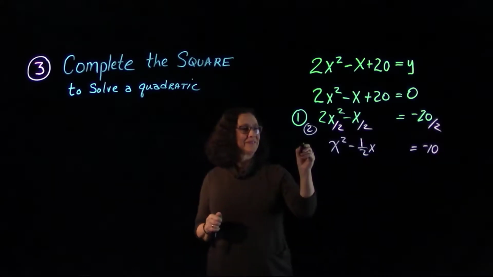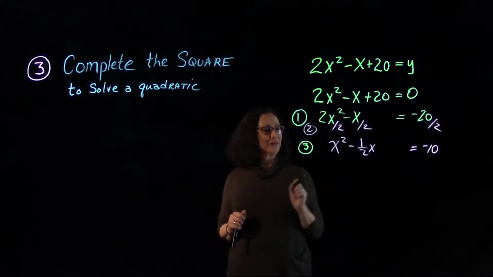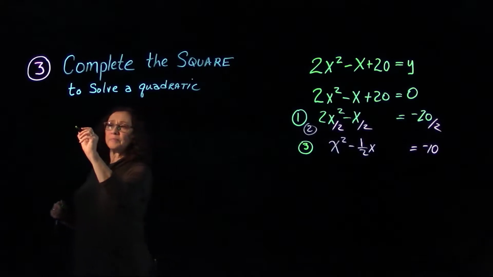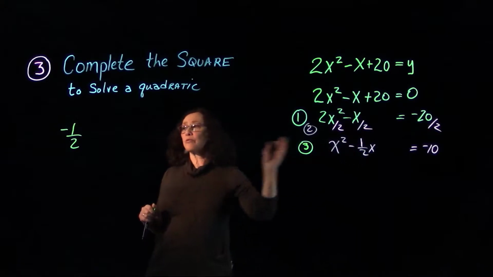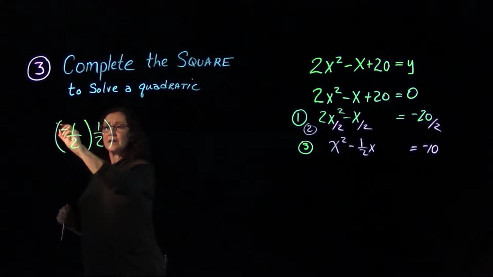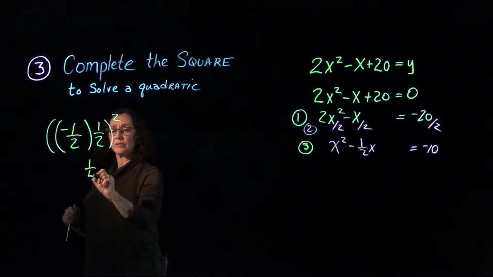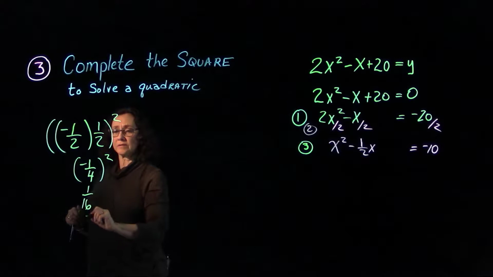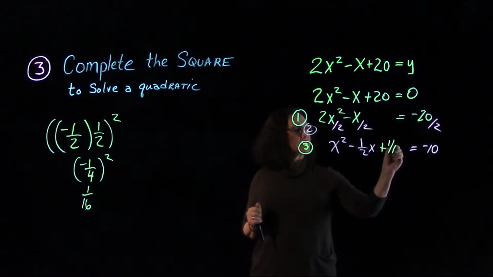The third step is when we want to find a term that will complete the trinomial. We find that by taking half of the linear term. So the linear term has a negative 1/2 as its coefficient. We take half of that, and then we square it. Half of a half is a quarter, and squared gives us 1/16. This is what we're going to add to both sides of the equation.